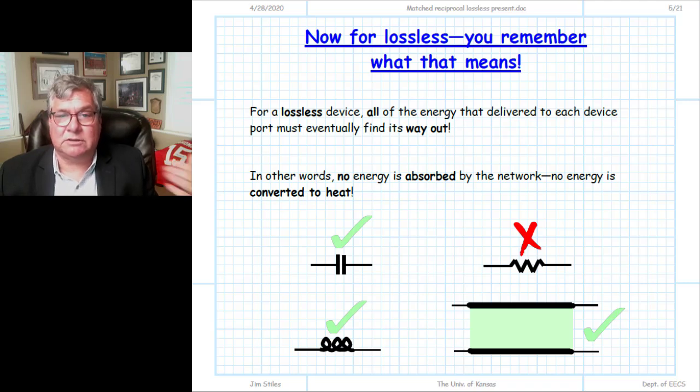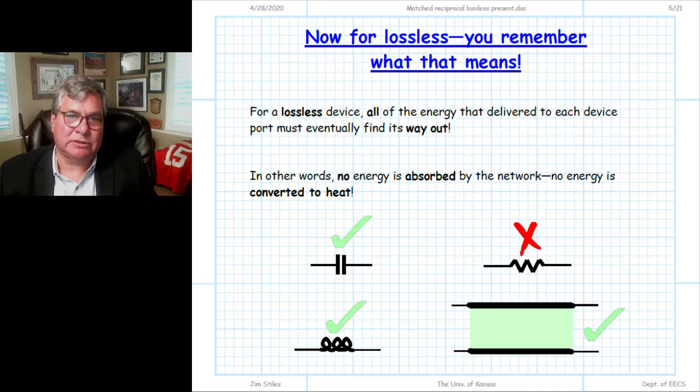So the first result is if we have a matched device, it exhibits itself as a scattering matrix whose diagonal elements are equal to 0. Let's move on and ask ourselves, what would a scattering matrix look like for a device that was lossless? Completely lossless. And we know what that means. Remember, we talked about this for the impedance matrix and admittance matrix.